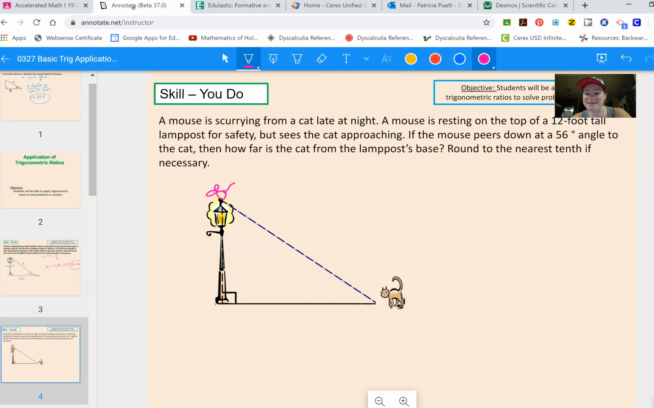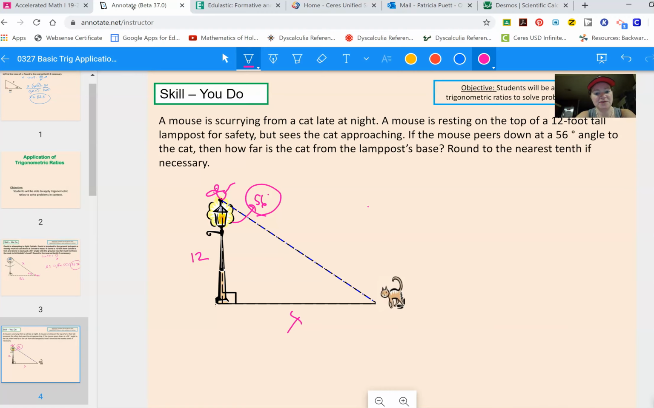A mouse is resting at the top of a 12-foot tall lamppost. So there's the 12. But it sees the cat approaching. If the mouse peers down at an angle of 56 degrees with the cat, then how far is the cat from the lamppost base? You might think, does the 56 go there or does it not? Should I put the 56 here or move it somewhere?